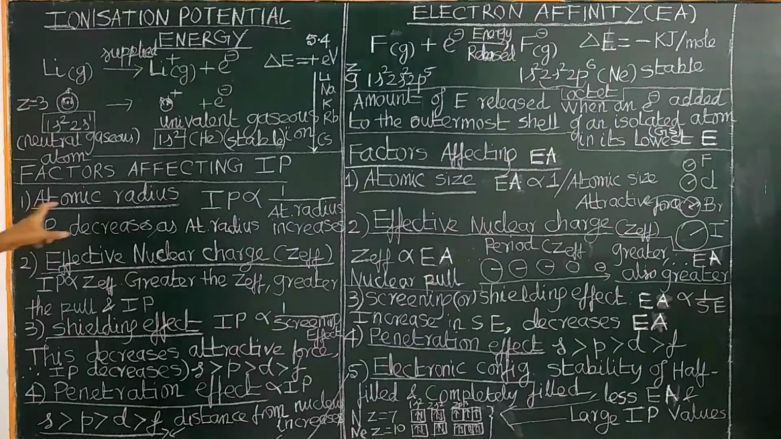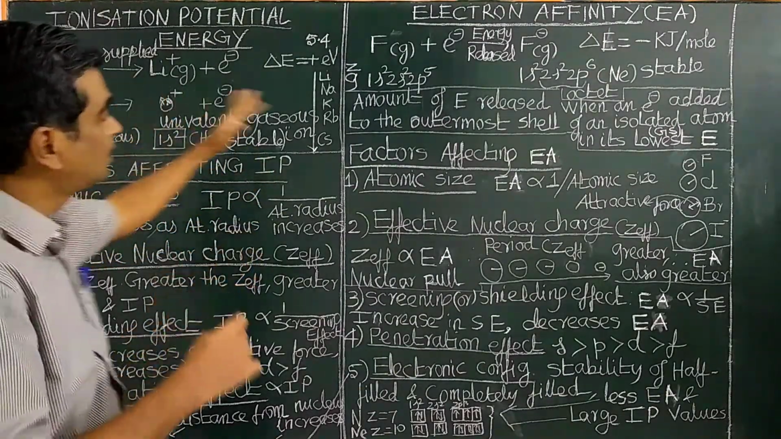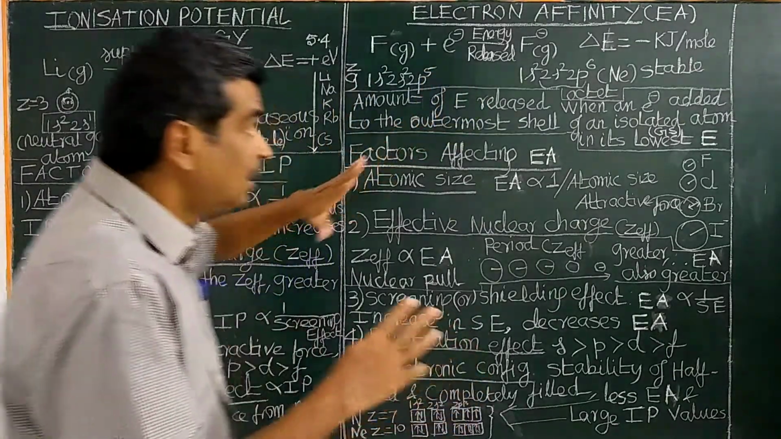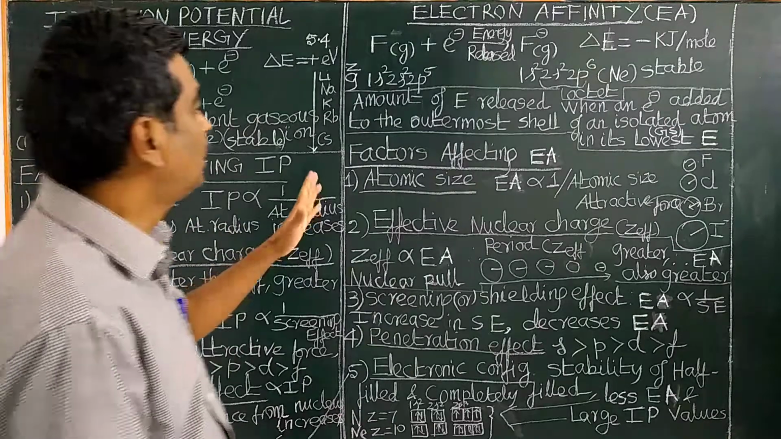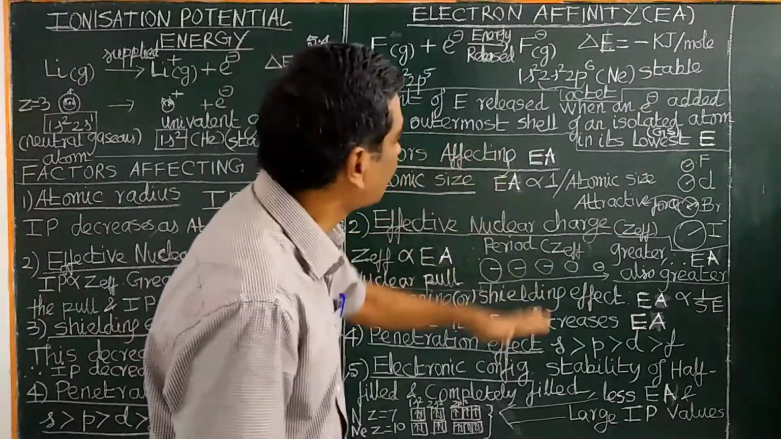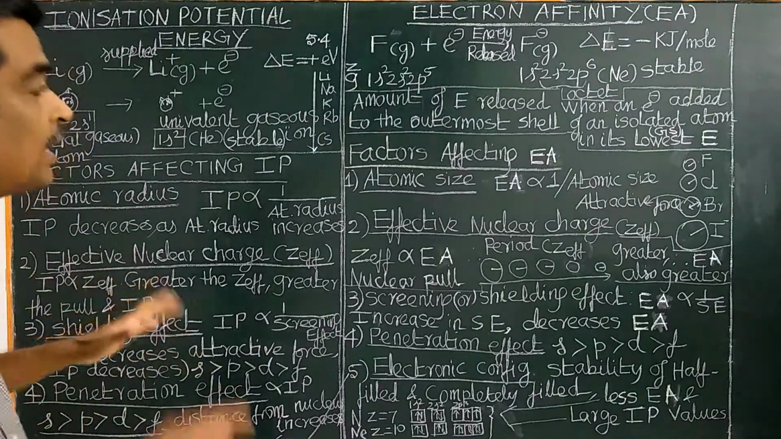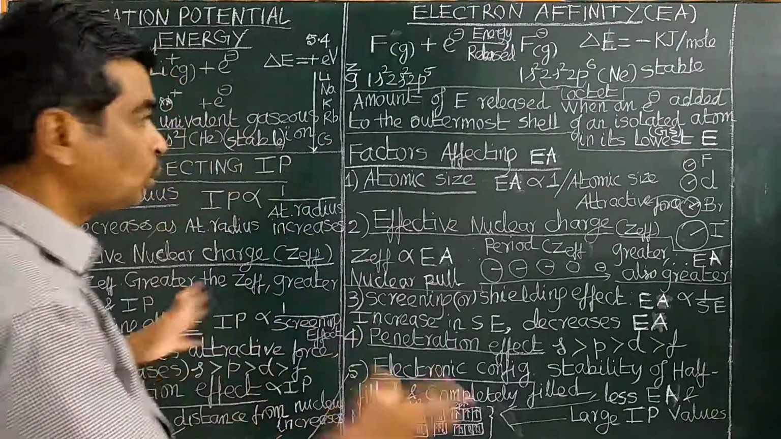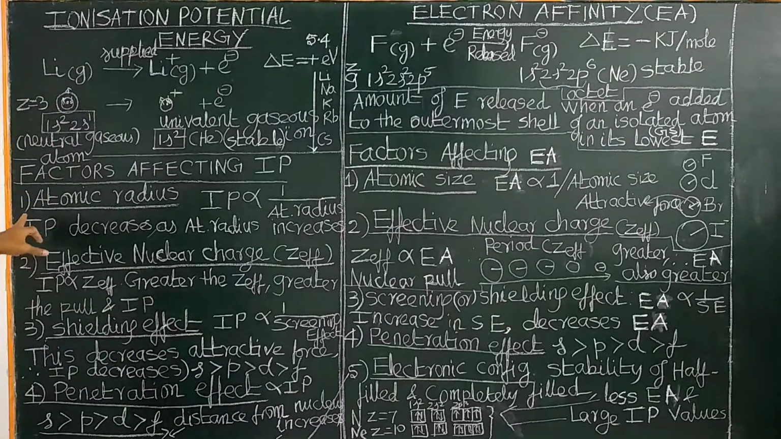Now, what are the factors? Although ionization is oxidation and electron affinity is a reduction process, the factors affecting ionization potential and electron affinity are the same. So it is interesting, that's why I have compared the two. They have common behavior. For example, atomic size.